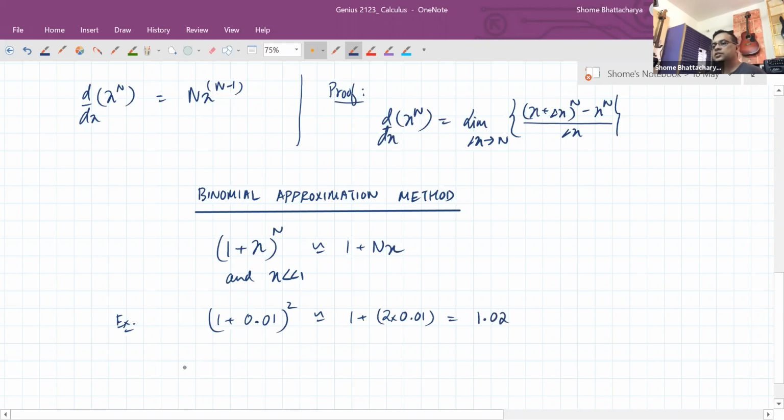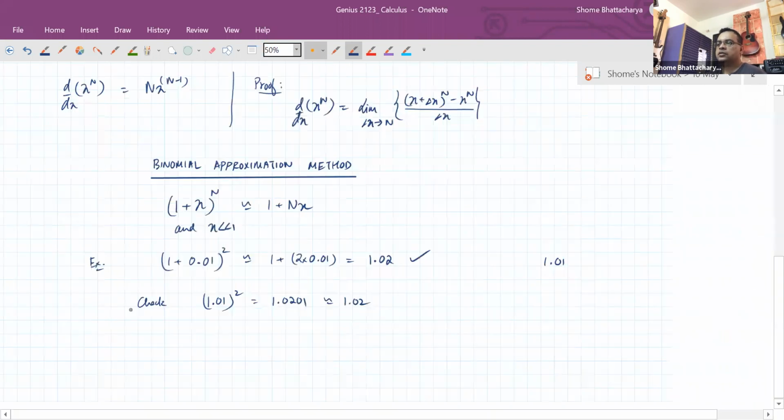Let's check the efficiency of this. If you do the full operation, it is going to be 1.01 squared. How much would 1.01 squared be? It will be 1.0201. So approximately it is equal to 1.02 only. This is correct if we round it off up to the second place of decimal, right? Yes, sir. Okay, let's check out another example.